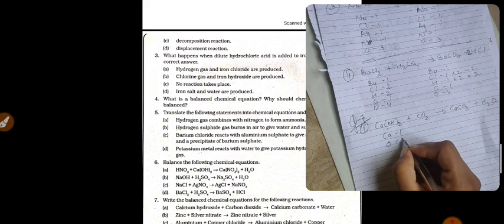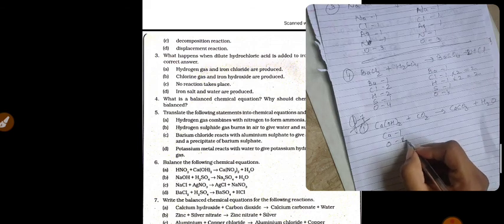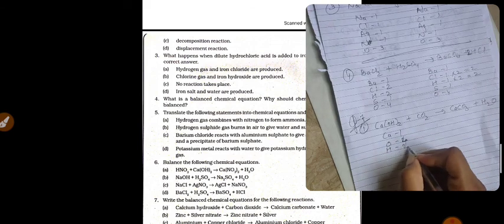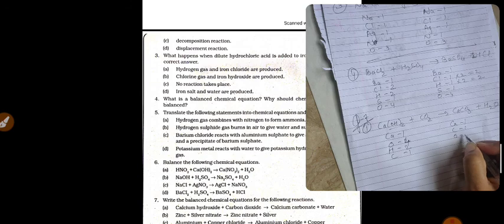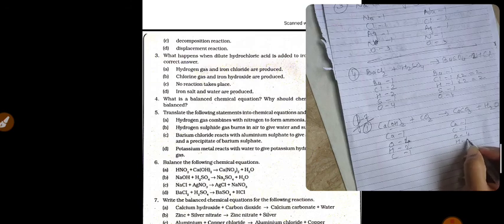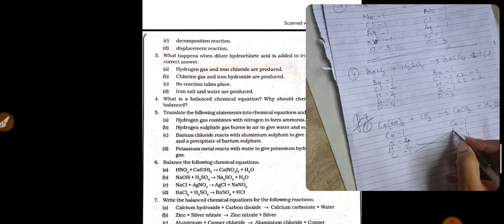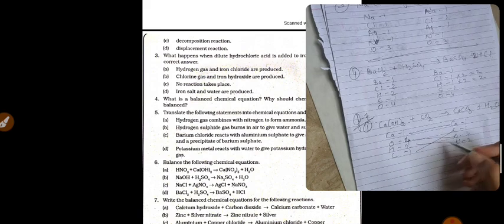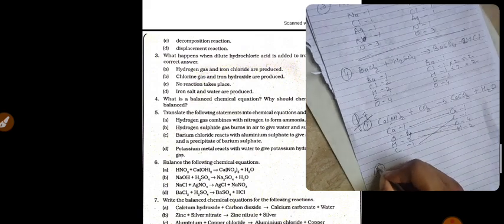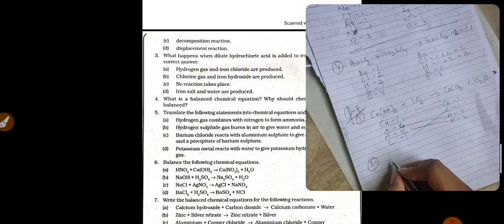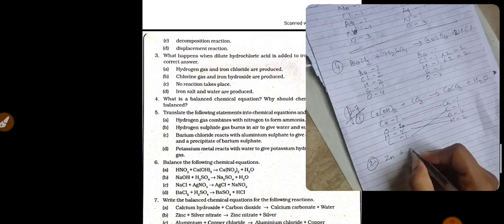Oxygen 2, 2 plus 2 it's 4, sorry, hydrogen 2, carbon 1, calcium 1, carbon 1, oxygen 4, hydrogen 2, hydrogen 2, carbon 1, oxygen 4, calcium 1. It is already balanced.